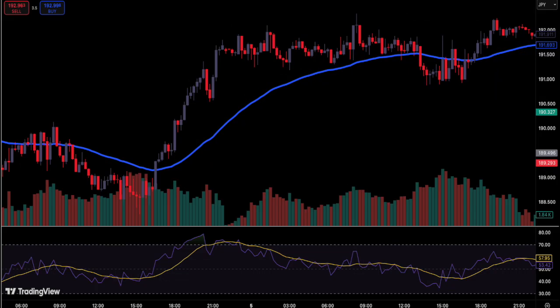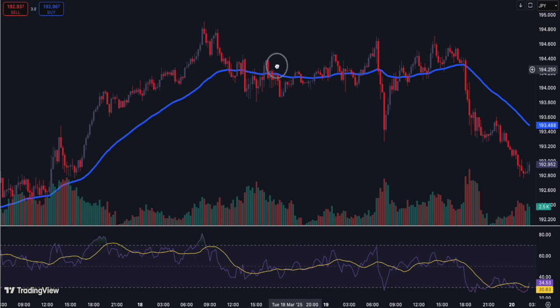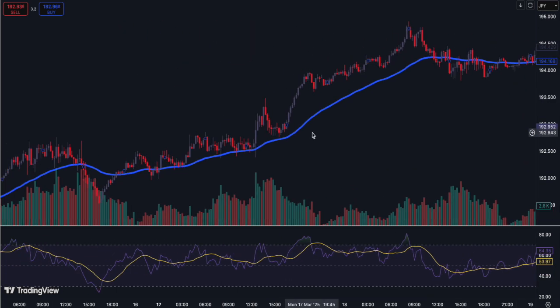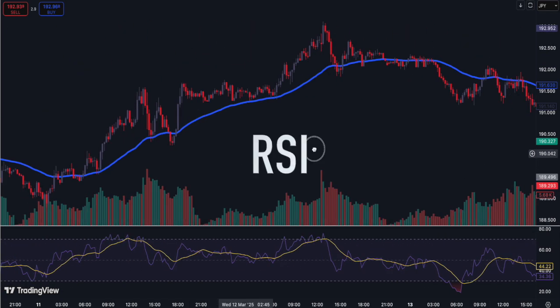Presentation of the indicators. Before we jump into the strategy itself, let's quickly go over the three indicators we'll be using: moving average, relative strength index, and volume.